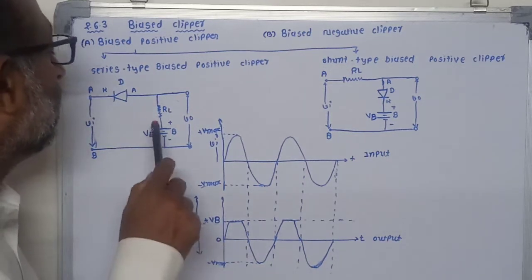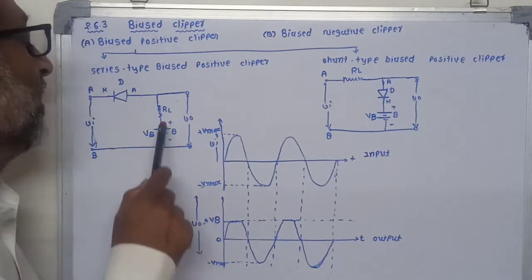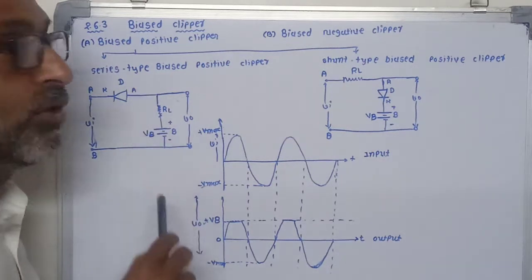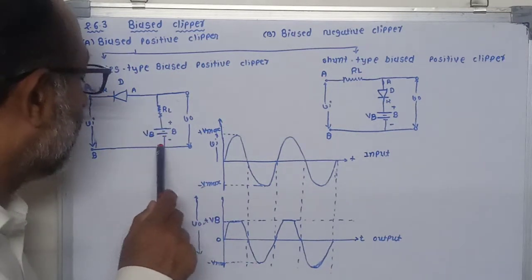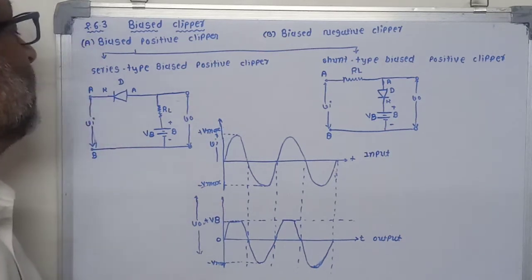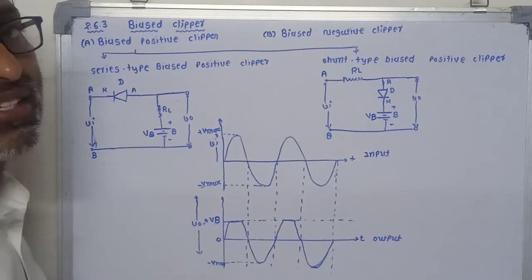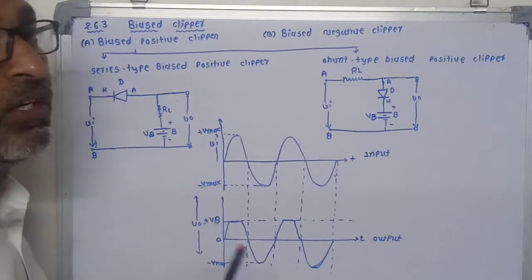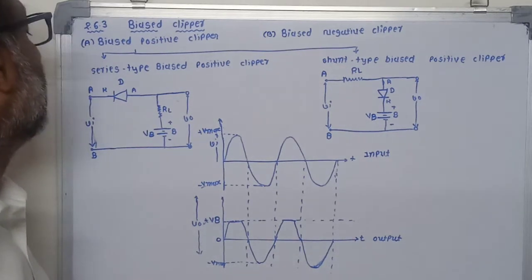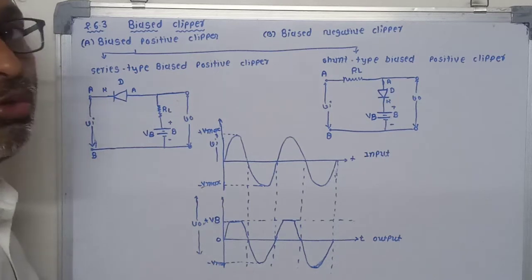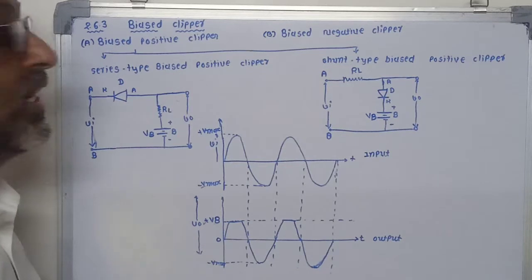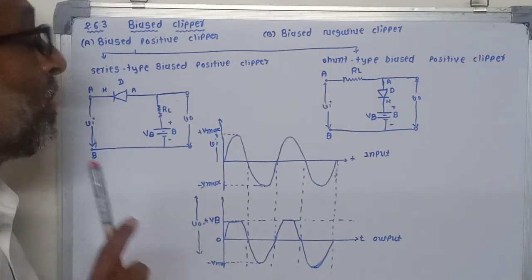Now similarly, another bias we are using in this circuit is the battery. The positive terminal of this battery is connected to the anode of the diode, and the negative terminal of this battery is connected to the cathode of the diode. So in this case, this diode is in forward bias condition. That means it acts as a closed switch. So you can say that the diode is reverse biased due to the input voltage, and it is forward biased due to the battery voltage VB. So it is most important.